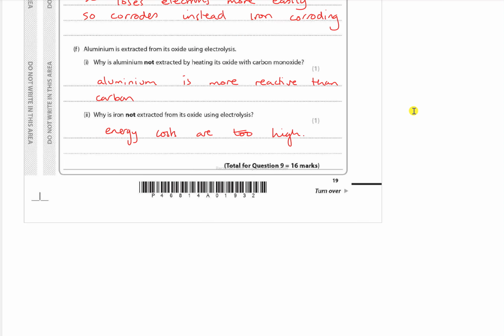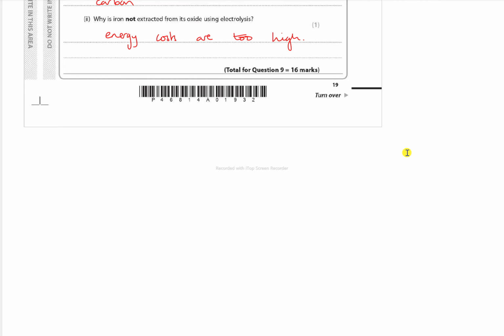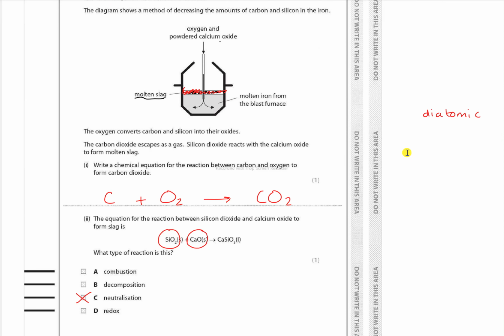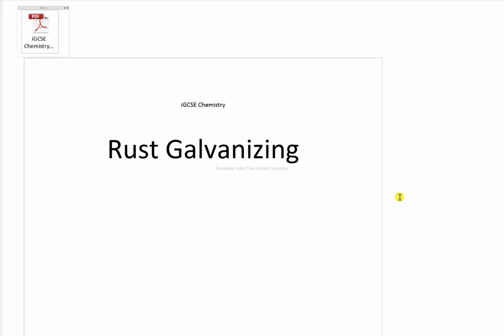Aluminium is not extracted by heating its oxide with carbon monoxide because aluminium is more reactive than carbon. Why is iron not extracted from its oxide using electrolysis? Because energy costs are too high. Right, that's it. That is rusting done. Galvanizing.